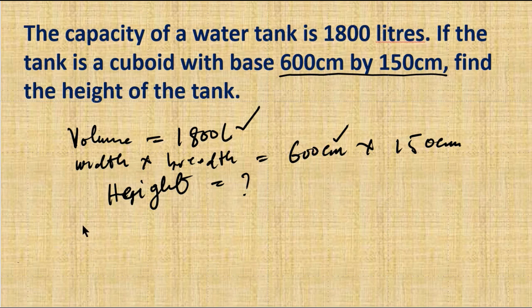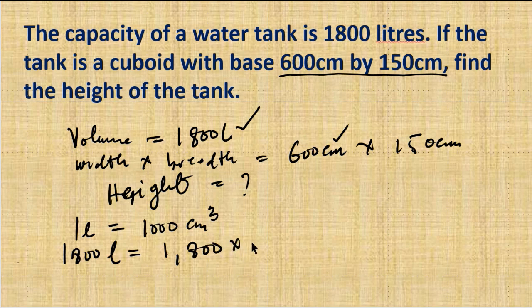Now that tells me that 1 liter is the same thing as 1,000 cubic centimeters. So my 1,800 liters will be the same thing as 1,800 times 1,000 cubic centimeters, which is the same thing as 1.8 million cubic centimeters.